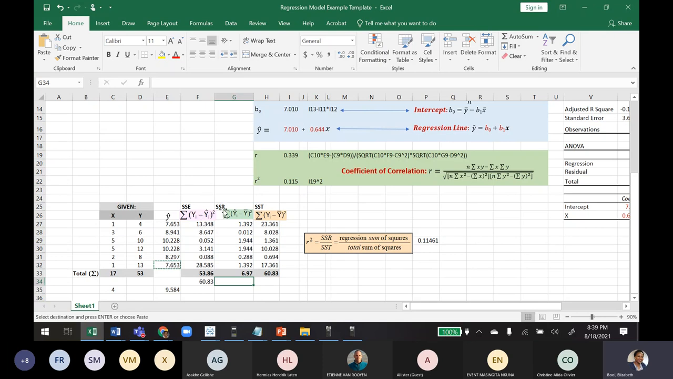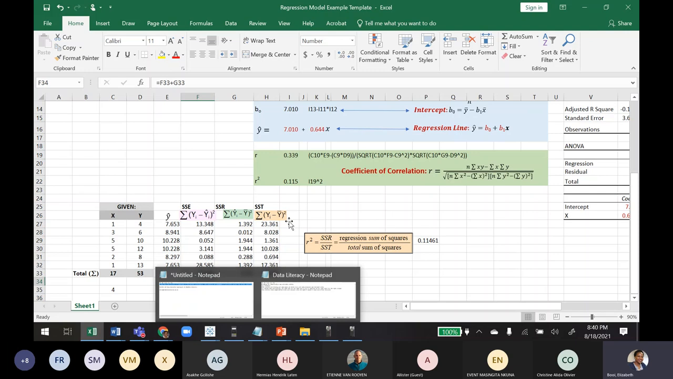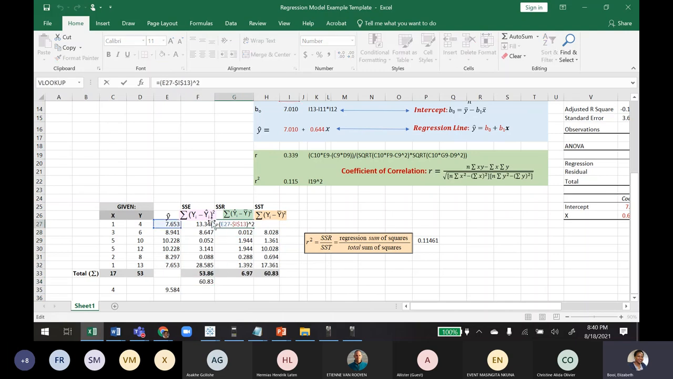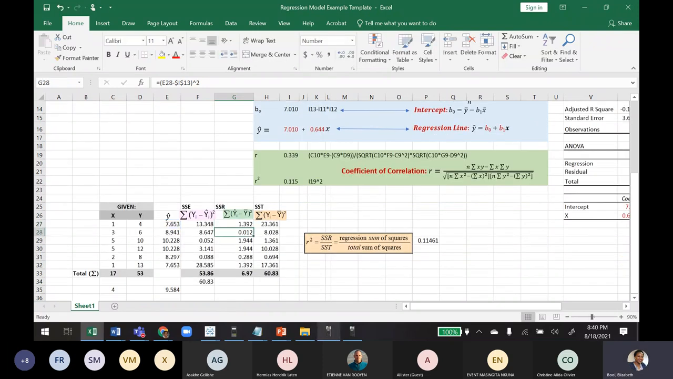Then I went and calculated all these summations. I'm not going to go into the formula of how I calculated them, but you can see that it's just your y minus your y hat squared. That's what I did for all of the observations, and then I did the summation, because the SSE is the summation of that. I did the same with SSR. You can see that it's your y hat minus the mean, and the mean of y is highlighted, and I did it for all of them as well. And your SST as well. This is your observation y minus the mean. The mean is highlighted there, and I did it for all of them.